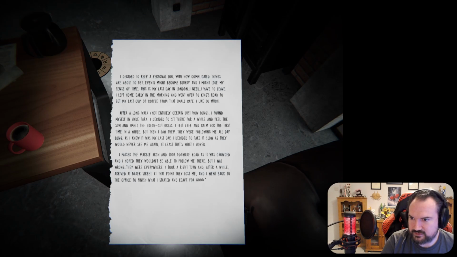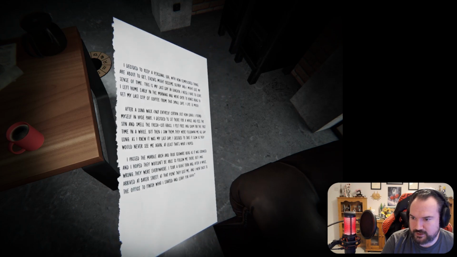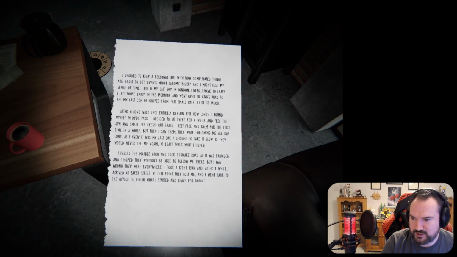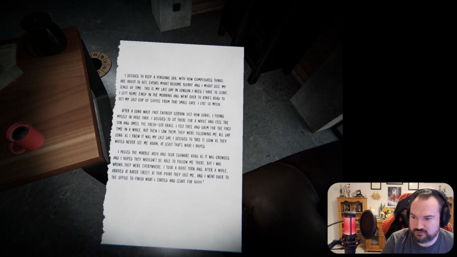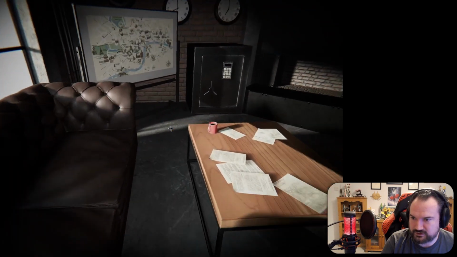It's my last day in London. Left home in the early morning. Went over to King's Road. After a long walk, found myself in Hyde Park. Decided to sit there for a while. They would follow me all day long. Decided to take it slow so they'd never see me again. At least that's what I hoped. Past the Marble Arch. Took Edgware Road as it was crowded. Took a right turn and after a while arrived at Baker Street. I went back to the office to finish what I started.